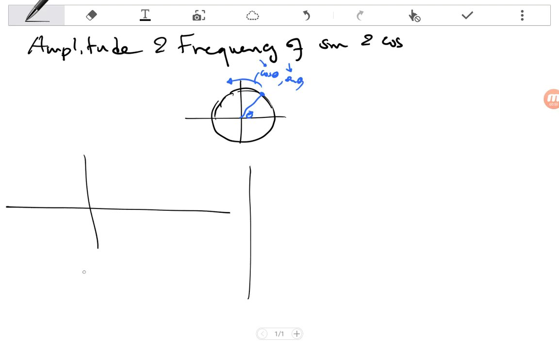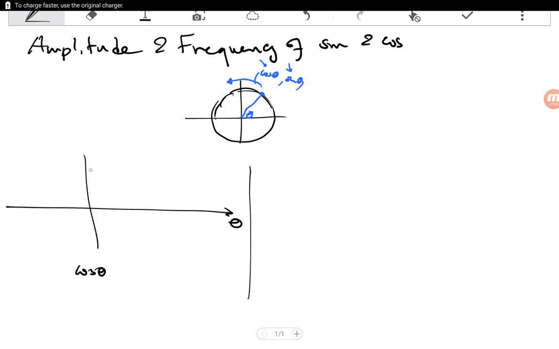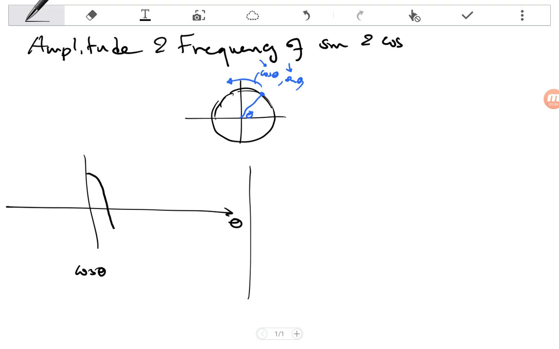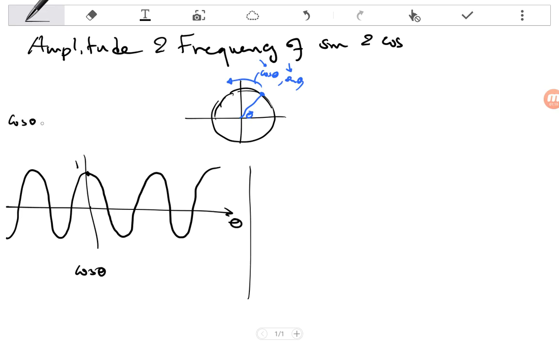Let's remember, we graphed the function cosine theta against theta. It was as follows. When we moved the point around the circle, we found that that was the graph of cosine theta, which starts at theta equals 0. It starts with the value 1. That's why cosine 0 is equal to 1.